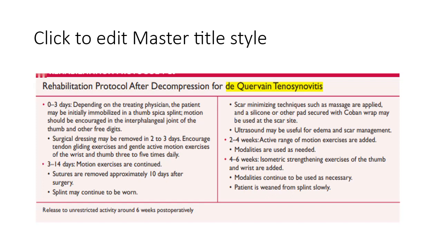In 3 to 14 days, motion exercise continues and sutures are removed approximately 10 days after surgery, and the splint may continue. And in 2 to 4 weeks, active range of motion exercise and modalities. In 4 to 6 weeks, modalities and isometric strengthening exercise of the thumb.